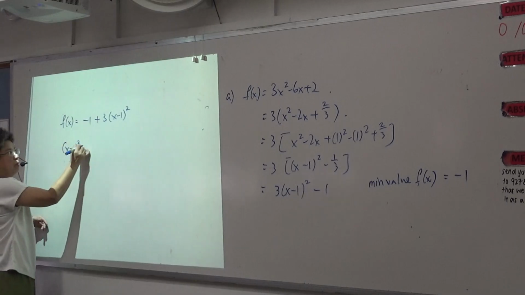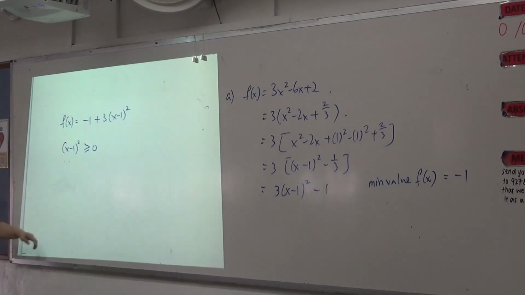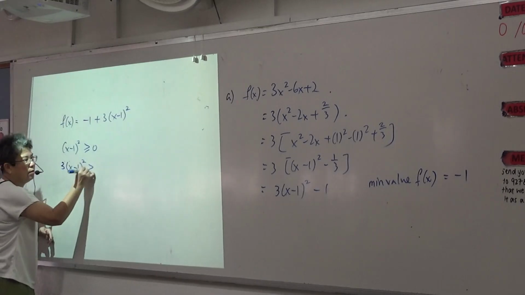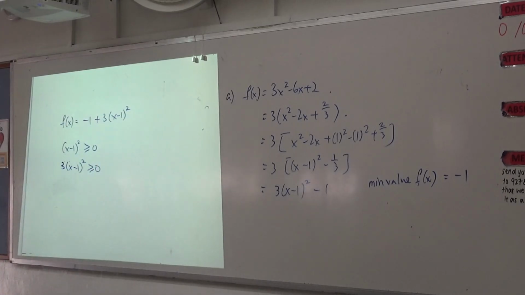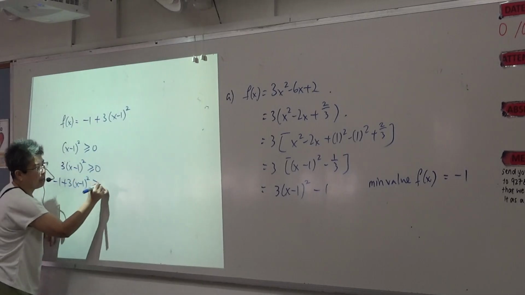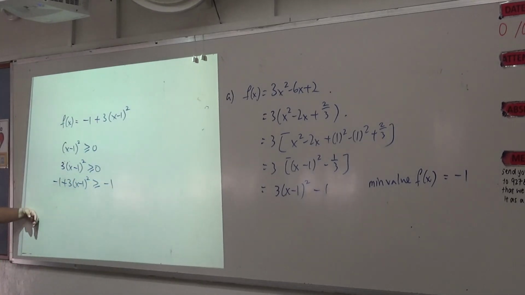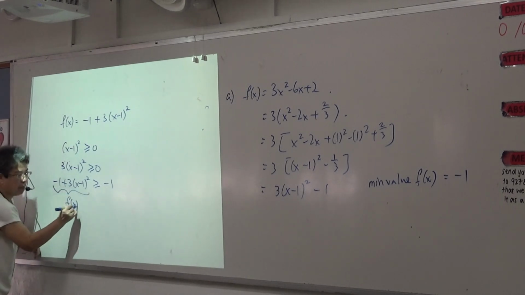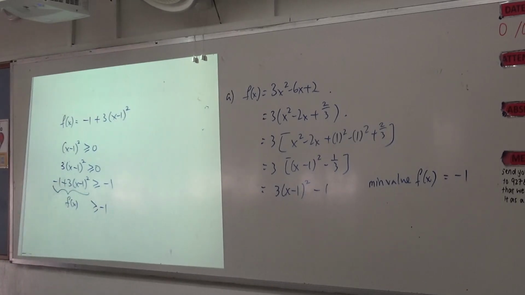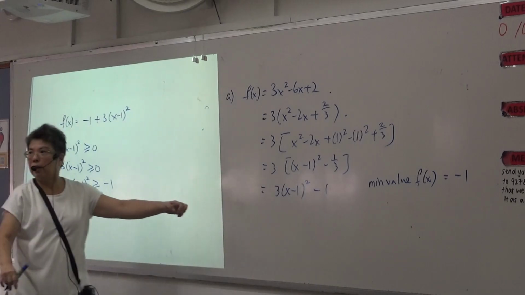Do you agree that this one is bigger than or equal to 0? Because the facts only do it in one line, I don't like. If I multiply by 3, this is still like that. Agree? Now, if I minus 1 from both sides, this will be -1, right? Now, this one is equivalent to your f(x), right? Can you see that your f(x) is bigger than or equal to -1? That means the minimum value is -1.